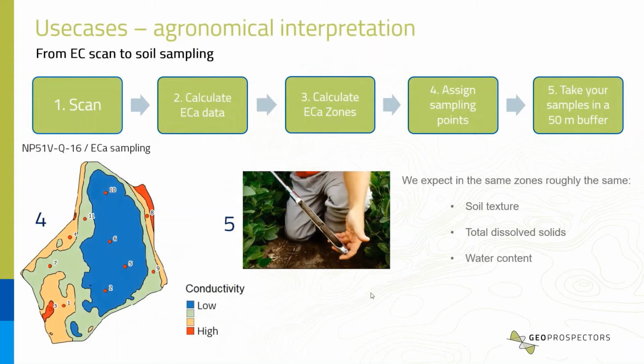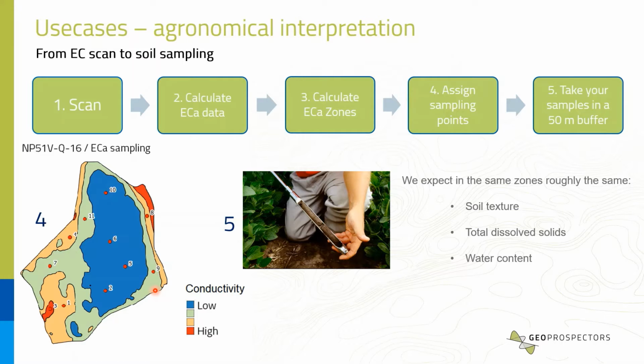As a next step, we are ready to assign our sampling points from our calculated ECA zones. Please check our other videos as well, where we explain how you can select the best fitting sampling method based on your field size. For this actual field, I was using the buffer sampling method.